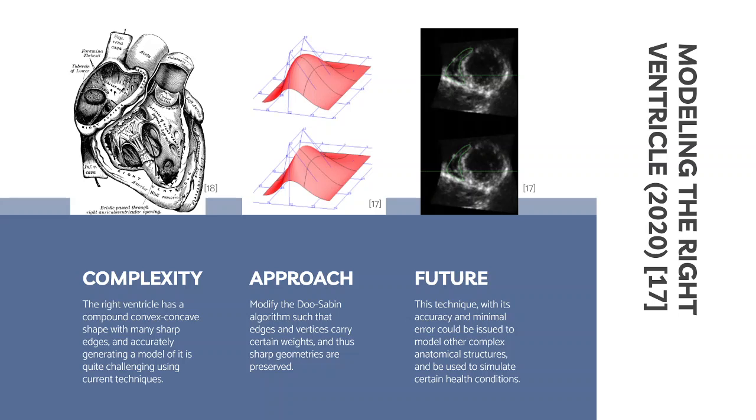This was challenging due to the complex nature of the right ventricle, which is an amorphous shape with some sharp edges. So they modified the Du-Sabin algorithm such that sharp edges are weighted and are preserved across recursive runs. And so in the future, this technique could be used to model other complex anatomical structures and glean more accurate knowledge from medical simulations.